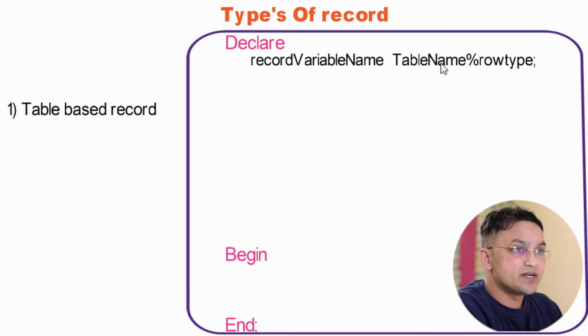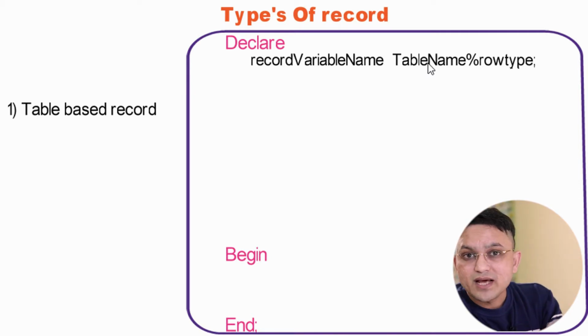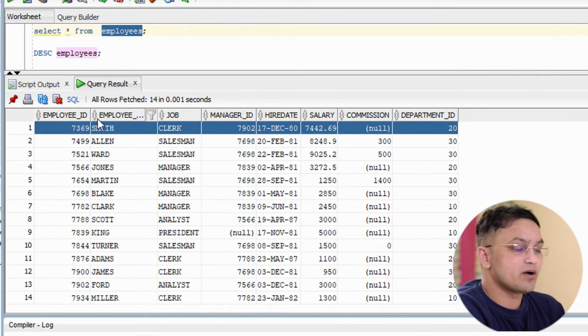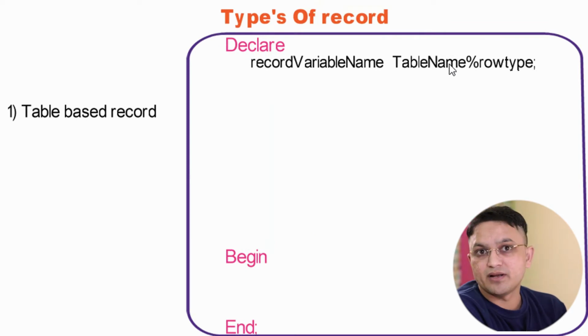So this is the syntax of my table based record. What exactly you need to do over here is give the variable name, the record name, and then the table for which you want to declare, or in other words, which table record or row you want to store. So over here I want to store the employee record. Then I need to give the employee table name, and then percentage, and then row type.